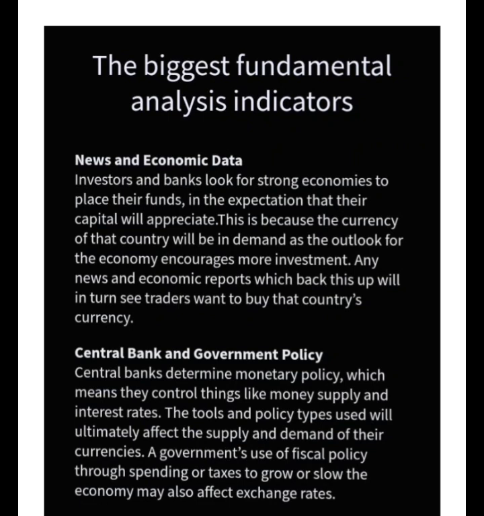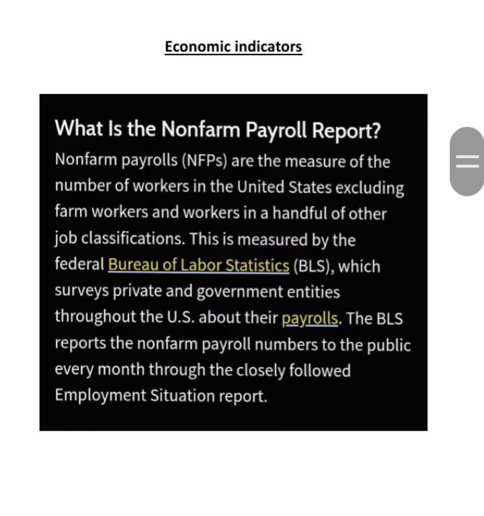Central bank and government policy. Central banks determine monetary policy, which means they control things like money supply and interest rates. The tools and policy types used will ultimately affect the supply and demand of their currencies. And governments use fiscal policy through spending and taxes to grow or slow the economy, which may also affect exchange rates. Government and central banks aim to stabilize countries' currency, especially the developed countries.